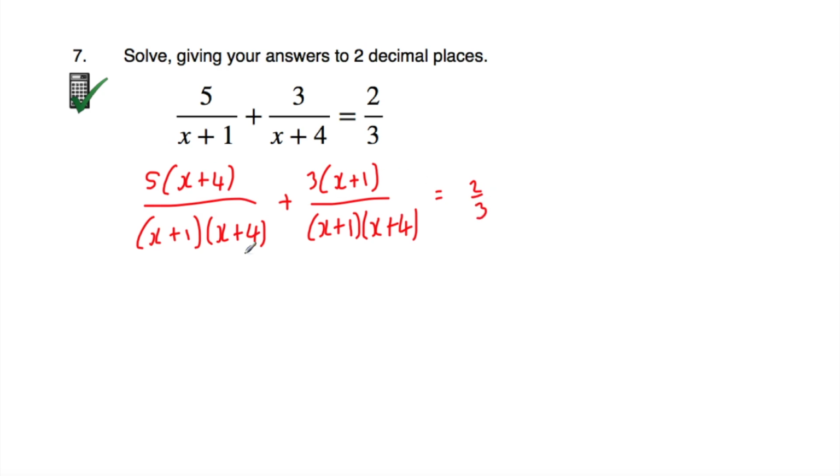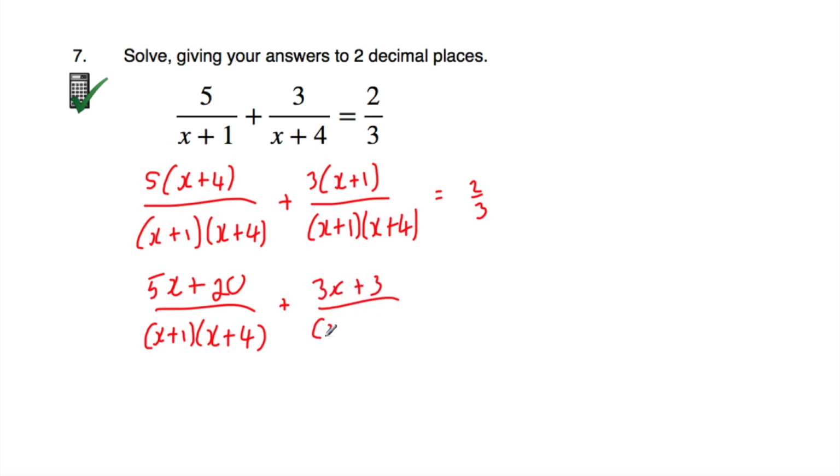2/3. So now what we're going to do is expand the brackets on the numerators. So in terms of the first fraction, 5 times x would be 5x, and then plus 5 times 4 is 20, and then we've still got that same denominator of x plus 1, and then in brackets x plus 4, close brackets, and then plus, and let's expand the brackets on the numerator here. So 3 times x is 3x, and 3 times 1 will be plus 3, and that's still over x plus 1, and then in brackets x plus 4.